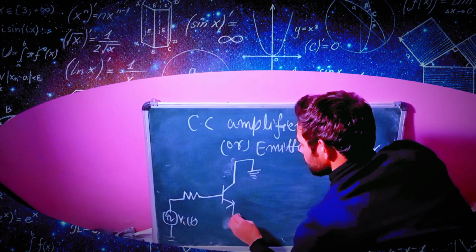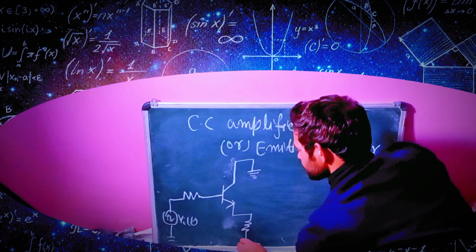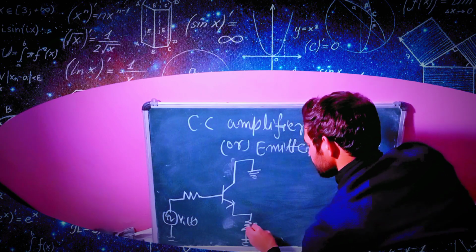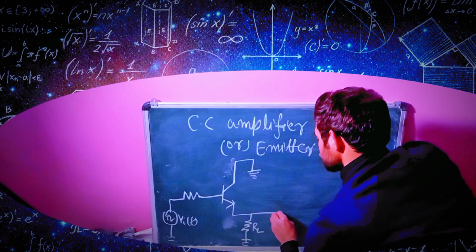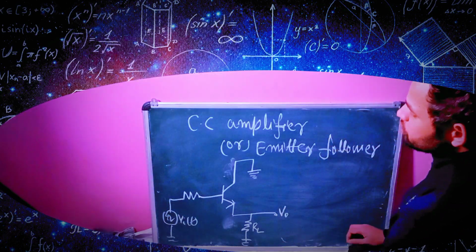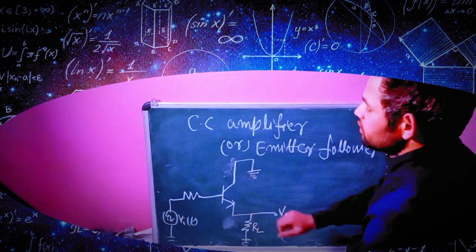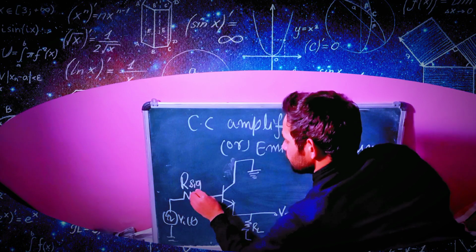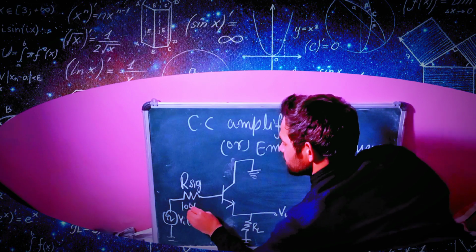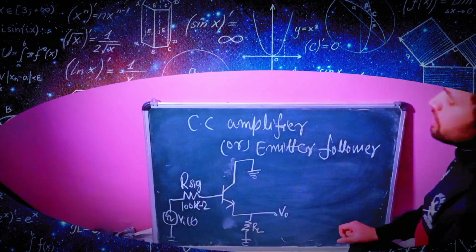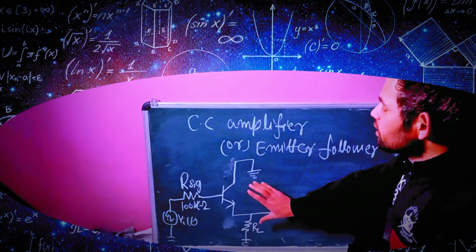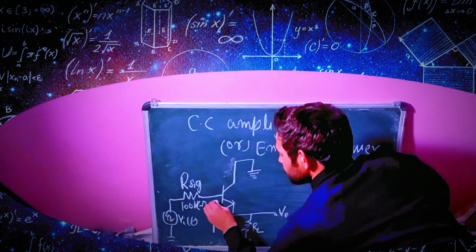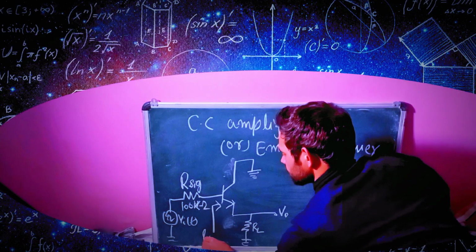Here is my load resistance, RL, and this is my output. Let's see what the important part is that we can get from this common collector amplifier. This is my RSig, whose resistance is 100 kilo ohm. Now see the important parameters in case of the common collector amplifier. First is the input resistance.